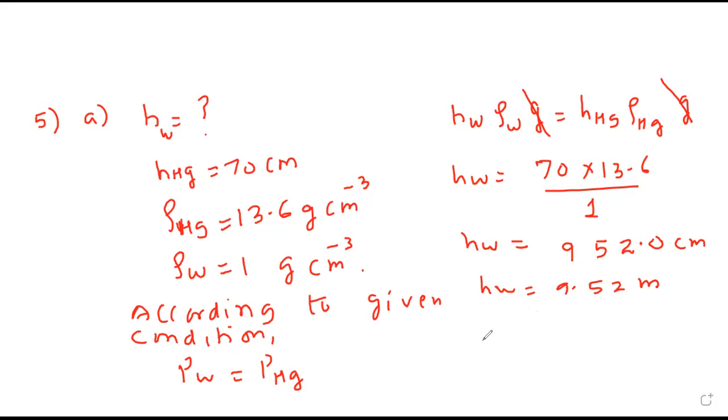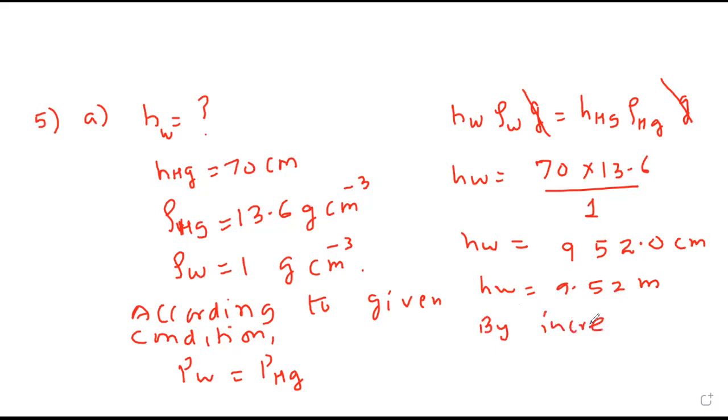Height of water column to give the same pressure is 9.52 meter, whereas mercury was 0.7 meter. That's why we don't use water to measure the pressure, because its height increases 13.6 times as compared to that of mercury.